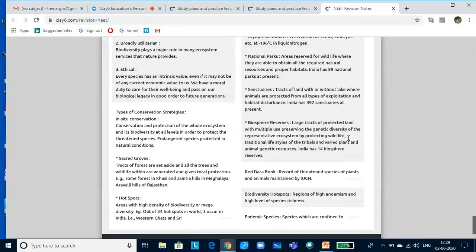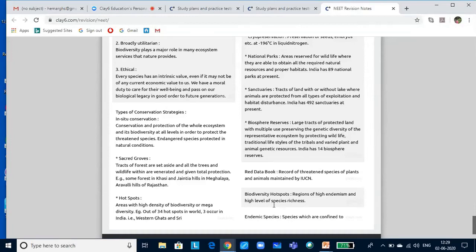And biosphere reserves, large areas of protected land with multiple use, preserving the genetic diversity of the representative ecosystem by protecting the wildlife, traditional lifestyles of the tribals, and varied plant and animal genetic resources. Now, India has 14 biosphere reserves that I have already given you.